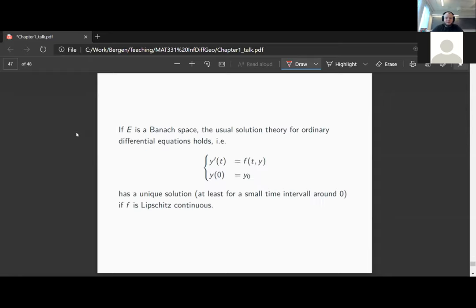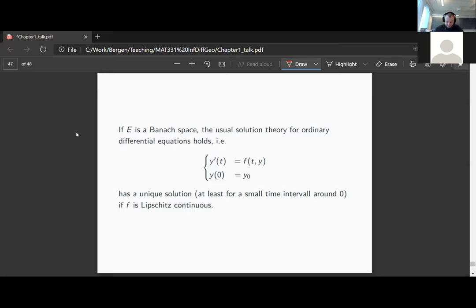The statement I'm after is: if E is a Banach space and you have curves Y and a vector field F on the Banach space, maybe time dependent, and you want to consider the ordinary differential equation Y prime is equal to F of t, Y with some initial condition, then the usual statement, for example using Picard iteration, is that this initial value problem has a unique solution, at least for a small time interval around the initial time, which in this case is zero, if the right-hand side of your differential equation is Lipschitz continuous. This is the standard first result on ordinary differential equations you learn in a course on ordinary differential equations.